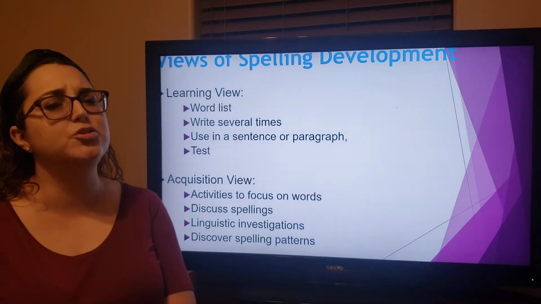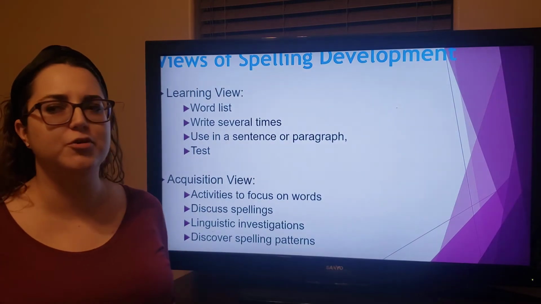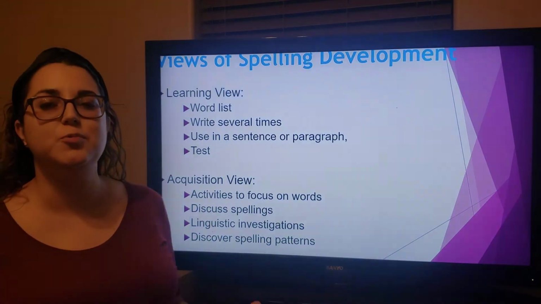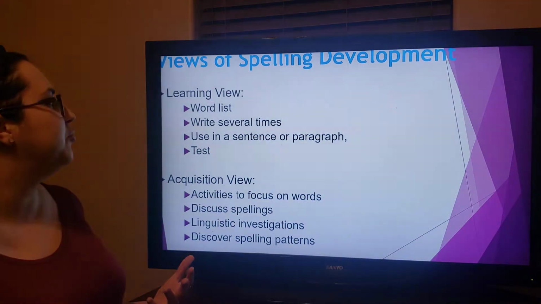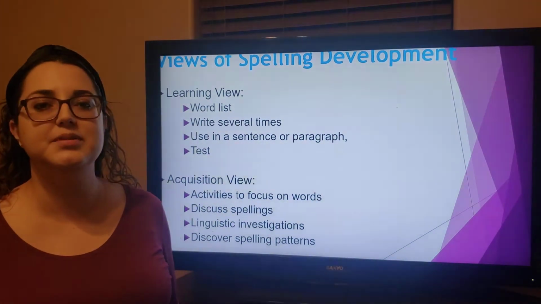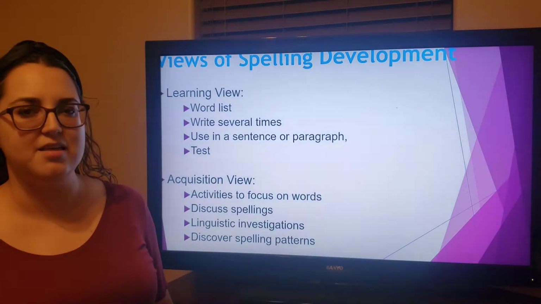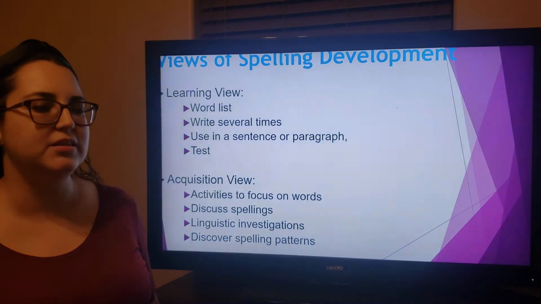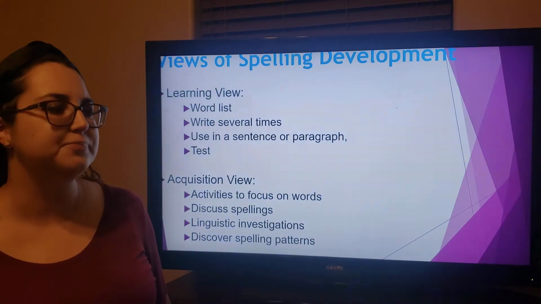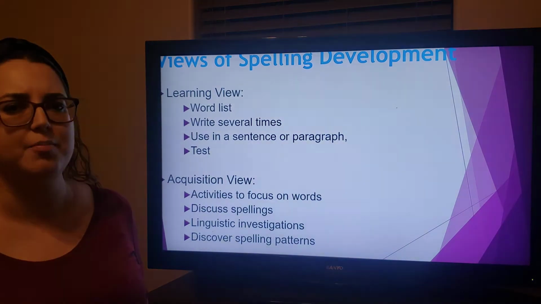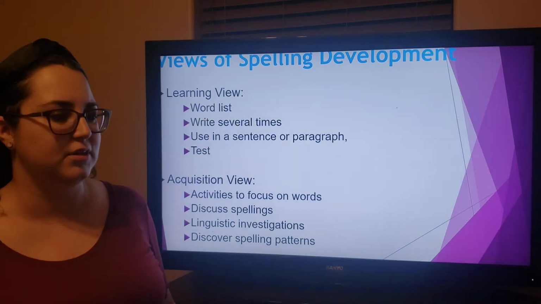There are two views of spelling development. The first one is the learning view, which is where you give students a word list. They write down those words several times. They may use them in a sentence or a paragraph, and then you give them a test. This is what is predominant in American schools. But then there's the acquisition view, which is what this chapter favors.